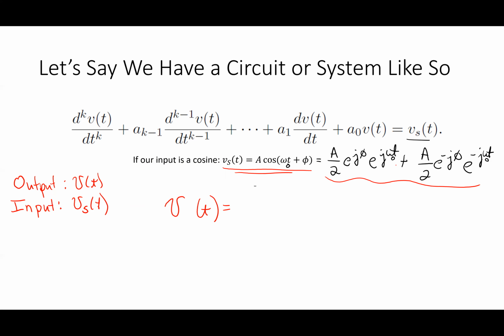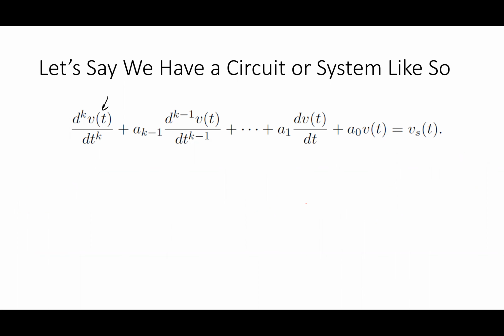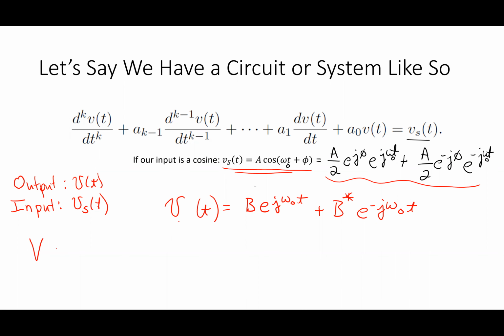So the way I write that is I say, well, this guy would be b e to the j omega naught t plus, I'm going to write this for the other term like this, I'm going to say this would be b conjugate over here, right? So this is my form of my output, and so I could express this guy like so. I could say v of omega, right? This guy has a Fourier transform.